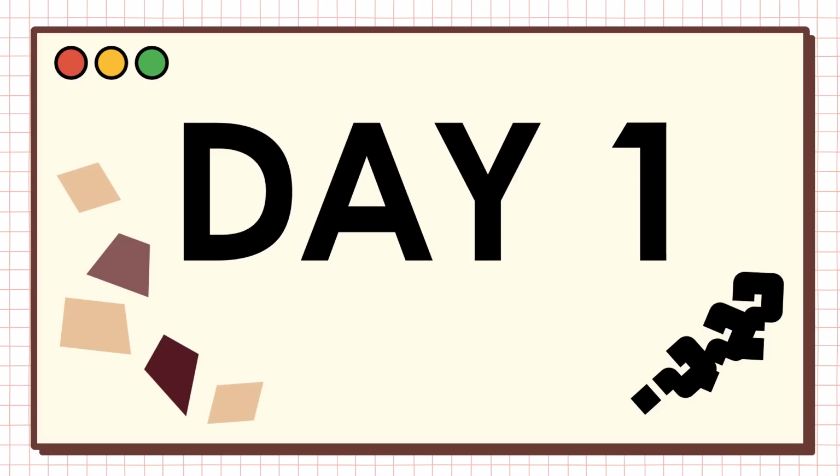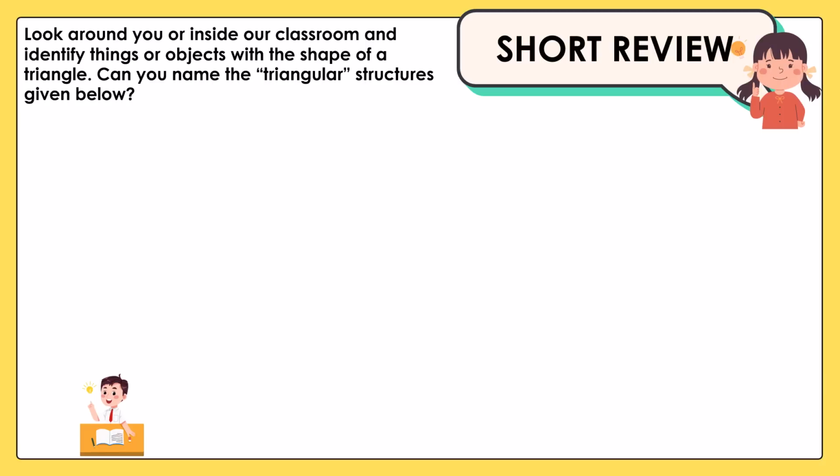Day 1. Let's have first a short review. Look around you or inside our classroom and identify things or objects with the shape of a triangle. Can you name the triangular structures given below?